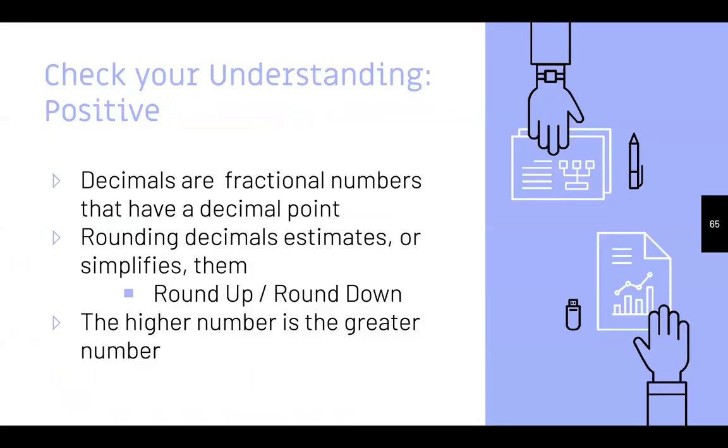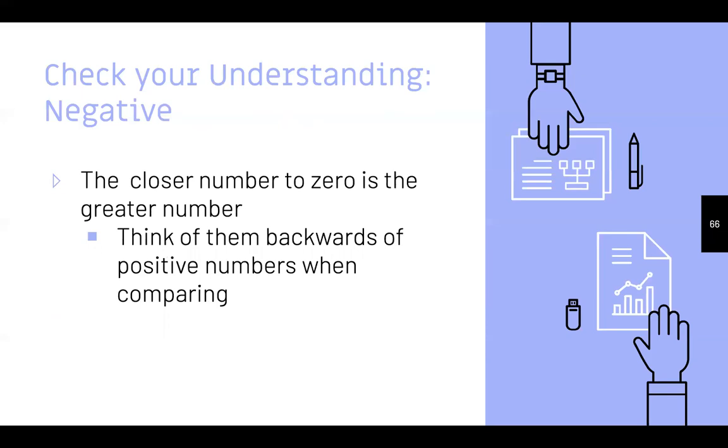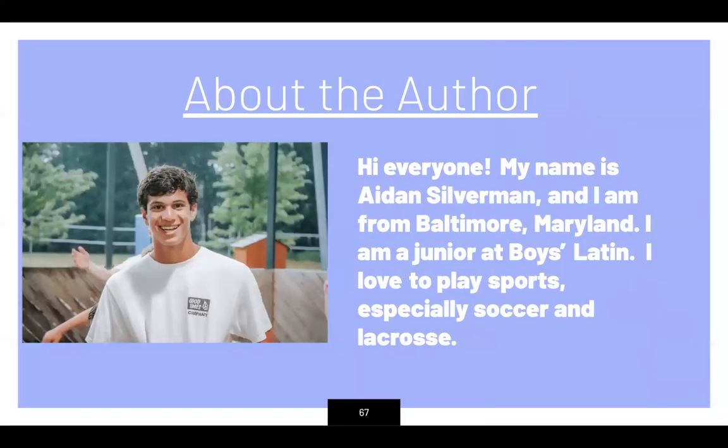Just checking your understanding with positive decimals. Decimals are fractional numbers that have a decimal point. Rounding decimal estimates or simplifies them, round up, round down. The highest number is the greater number. Check your understanding. The closer the number to zero is, the greater the number. Think of them backwards of positive numbers when comparing.